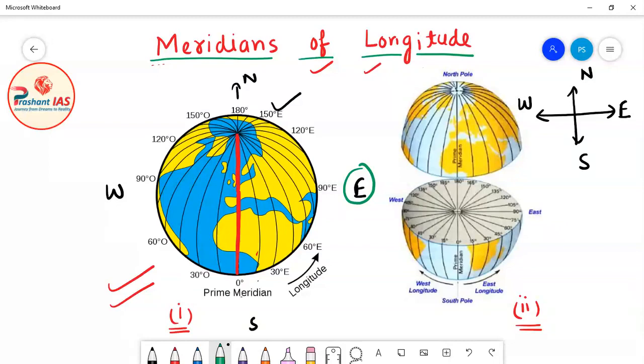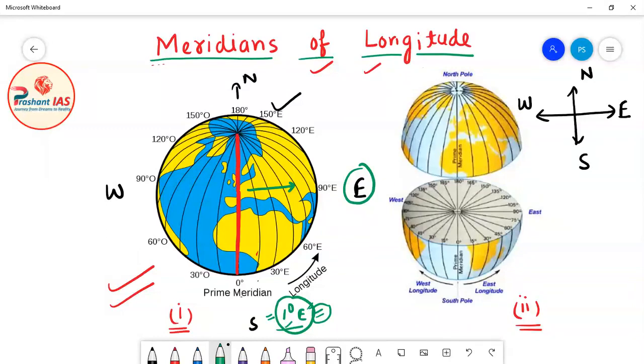So friends, when you start moving to the east of the prime meridian, you will start encountering the longitudes. First of all, you will encounter 1 degree east longitude. Remember, in the last class I told you how to measure longitude. So 1 degree east longitude means the measurement of that longitude is 1 degree, and that it is lying to the east of the prime meridian.